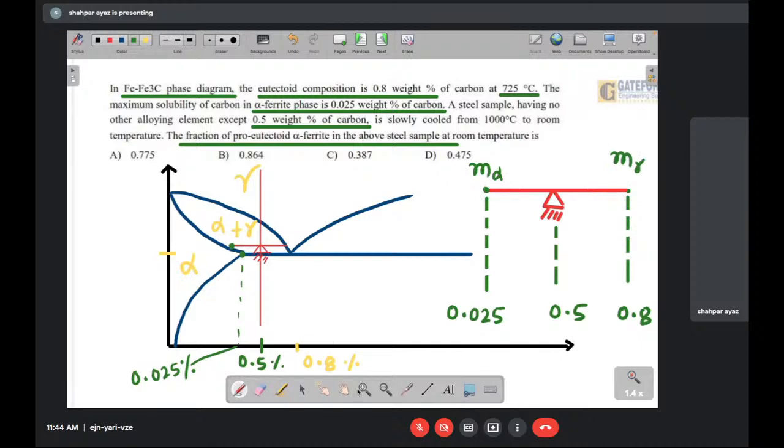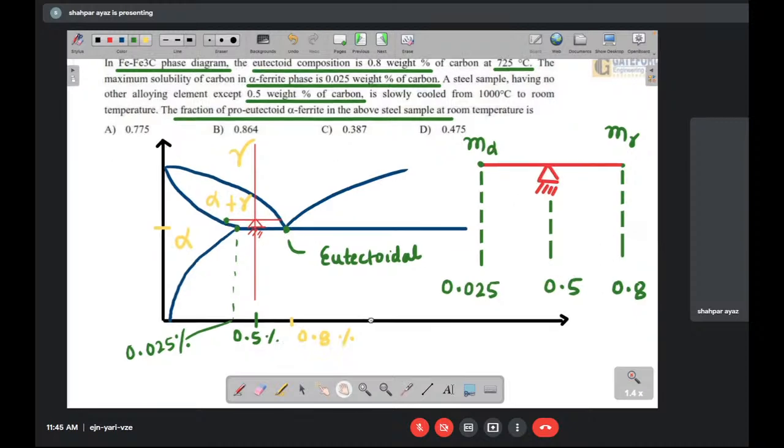But in the problem it is written, find the mass fraction of the pro-eutectoid alpha ferrite. Pro-eutectoid alpha ferrite means the alpha ferrite which is present above the eutectoid point. This is actually the eutectoid point. Above this point, alpha is present in this box. Now this is the alpha, so we have to apply the lever rule in this. So M alpha will be the difference of these two by total.